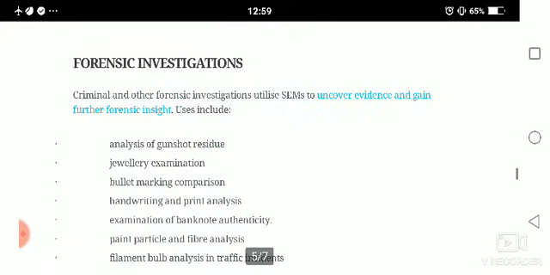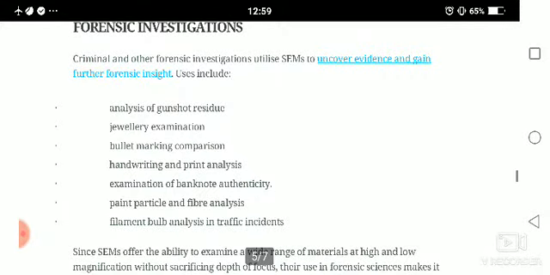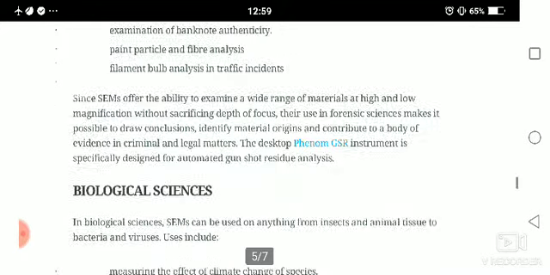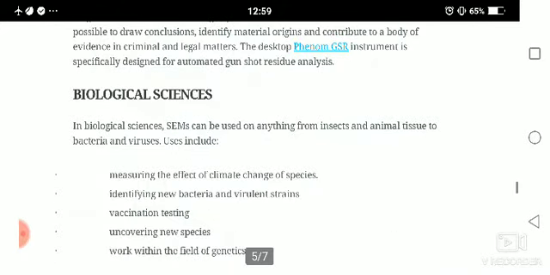Forensic investigations. Criminal and other forensic investigations utilize SEM to uncover evidence and gain further forensic insight. This includes analysis of gunshot residue, jewelry examination, bullet marking comparison, handwriting and print analysis. Even in biology, SEM is used, such as for insects, animal tissues and bacteria. This includes measuring the effect of climate change on species, identifying new bacteria and virulent strains, and vaccine testing.